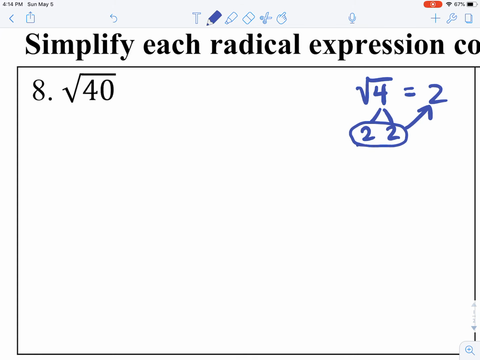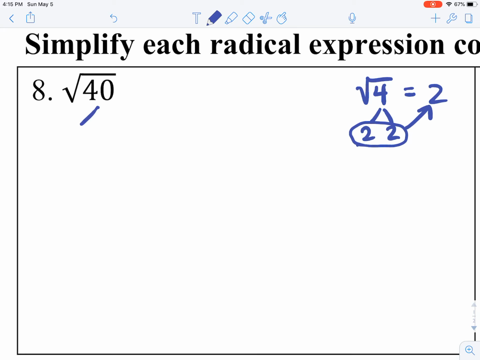Now, we're going to be breaking down numbers, and sometimes we're going to have multiple pairs. But for every time we circle a pair of numbers, only one of that number comes out of the radical, because what that means is that that number times itself would be inside the radical. So let's take a look at 40.